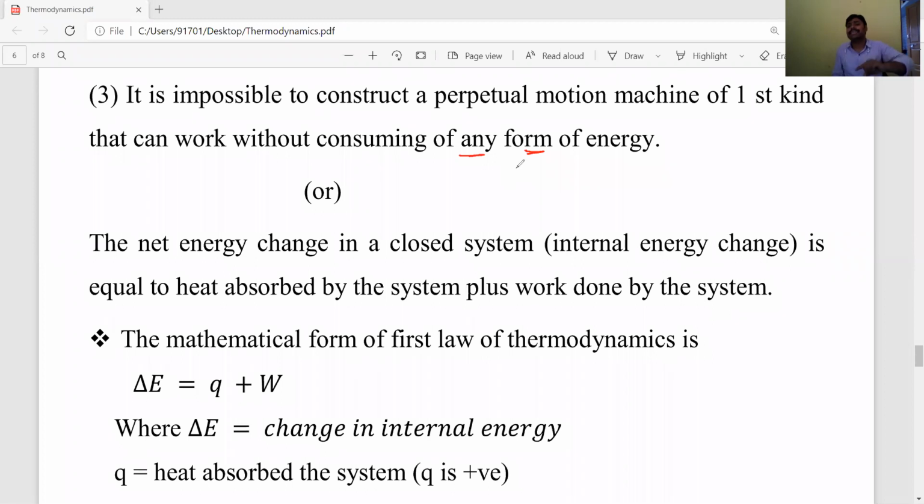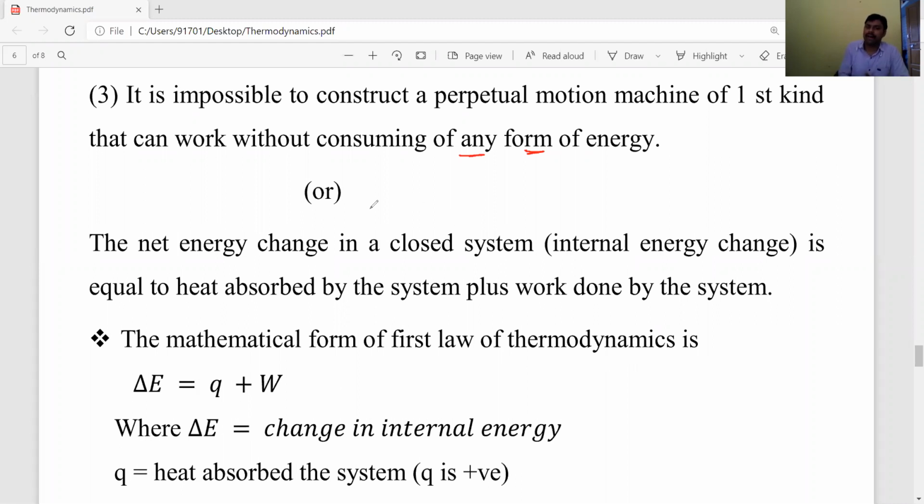It is possible in a cyclic process, but only theoretically. Practically it is impossible to construct such kinds of machines. Okay, students, now how to derive the mathematical form of the first law of thermodynamics.